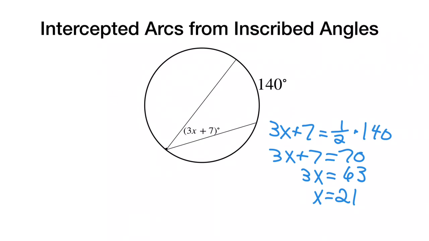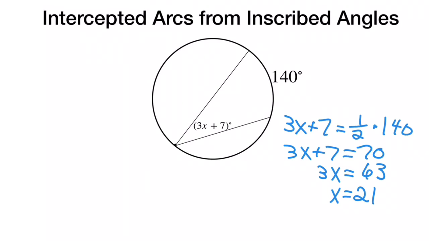Alternatively, you could have set this up by saying, let's take 2 of those 3x plus 7s and set them equal to 140, which is fine. Just be sure that your 3x plus 7 is in parentheses.